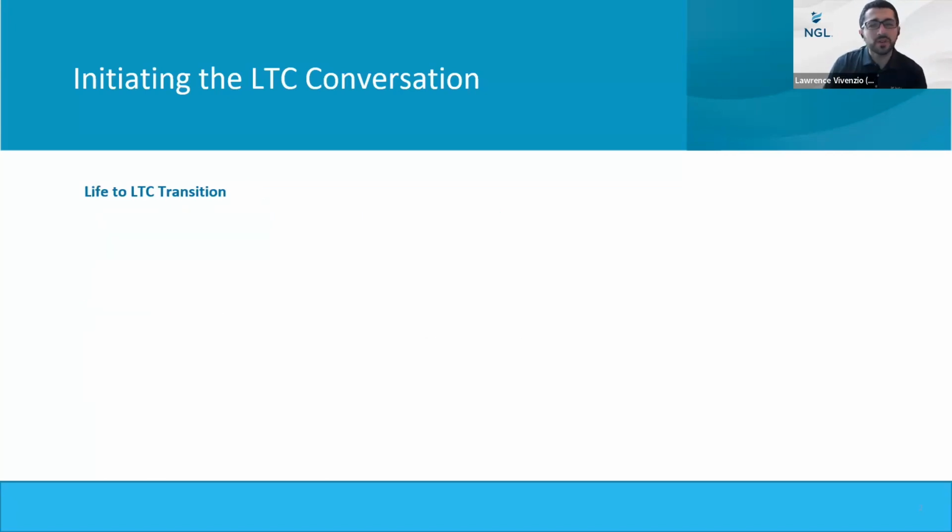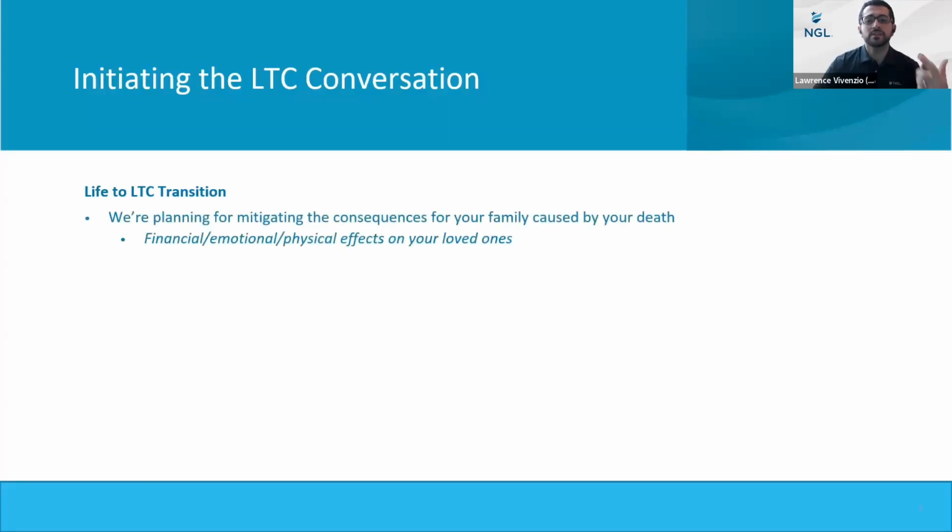Okay. I do also want to talk a little bit, because I know many of you do work in life insurance as well, about the life to long-term care transition. Here's the thing. You're protecting the same people. It's a different event. So when you're talking to someone about a life insurance plan, you're planning for mitigating the consequences for your loved ones caused by your death. Because there's going to be financial, emotional, and physical consequences, right, when you pass away, especially if it's unexpected or at a younger age.